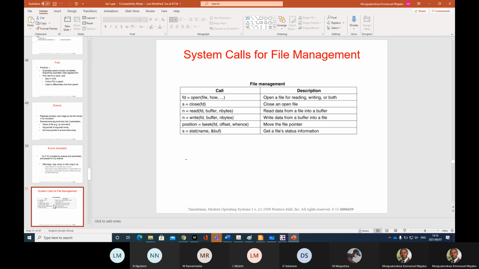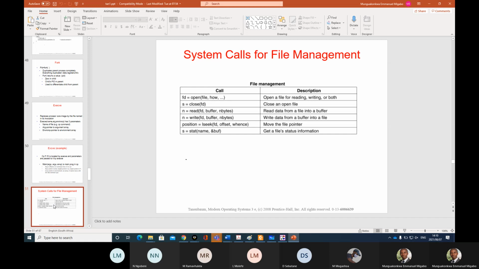Okay, then you also have what we call stat. I'm sure by now you mostly use open, close, read, write. Those you definitely used. For those who went a bit far, they would have used lseek as well as stat. Stat gets the file status information, meaning is it read only, is it a write file, etc. The name of the file is part of things you specify as you call stat.